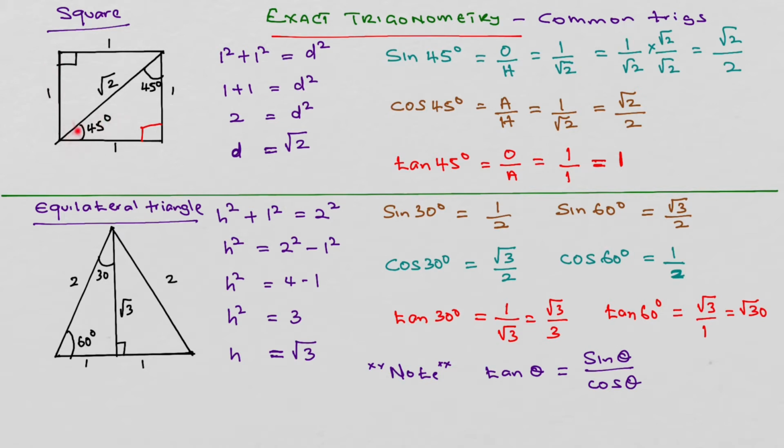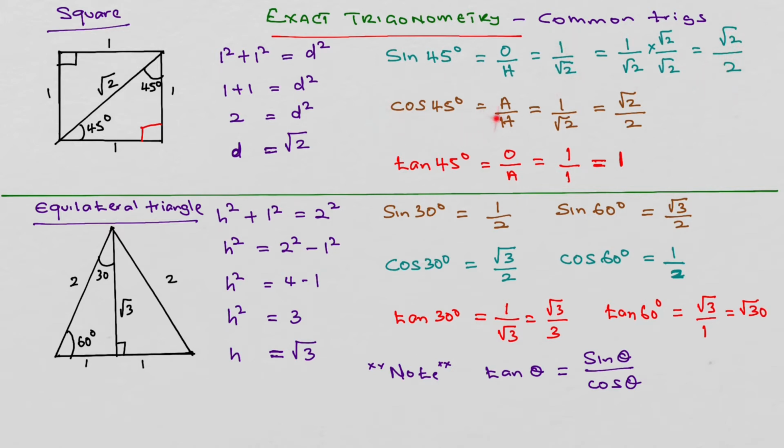Now we can find sine 45. Sine 45 is opposite over hypotenuse. Opposite is 1 over hypotenuse, which is 1 over root 2. We need to rationalize the denominator, so we multiply both top and denominator by root 2. That gives us root 2 times 1 as root 2, root 2 times root 2 as 2. So sine 45 degrees is 1 over root 2 or root 2 over 2.